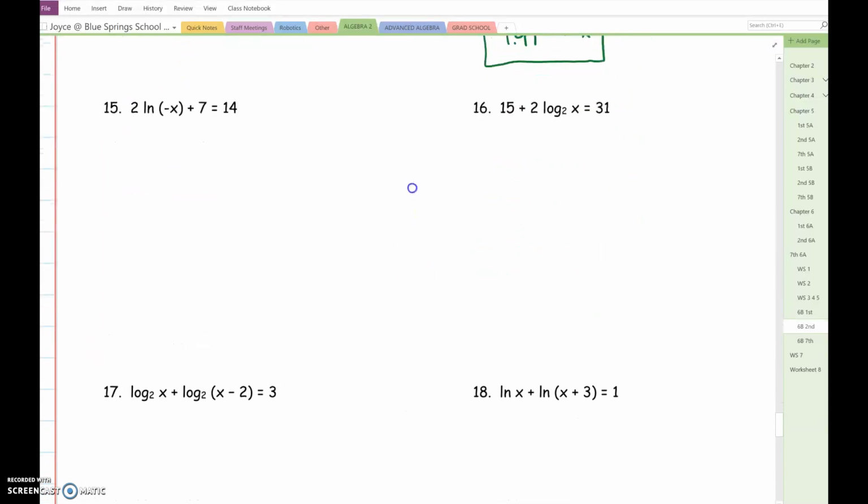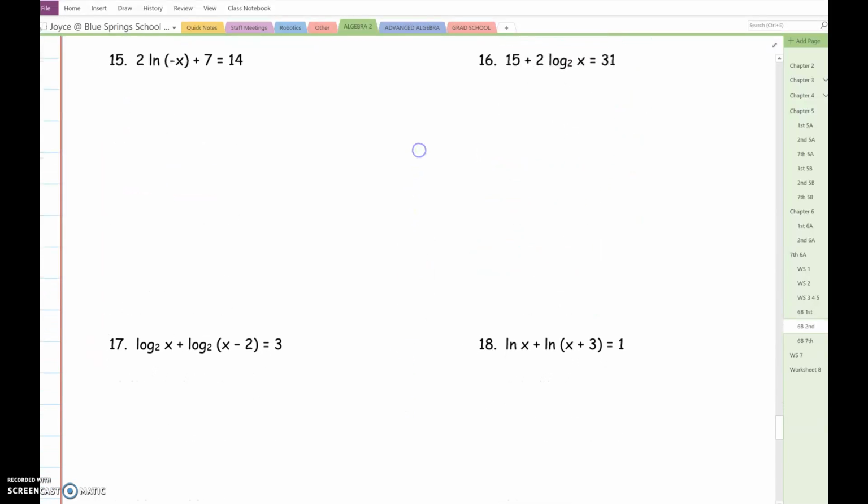In number 15, we need to do a little bit of work before we solve anything. We need to get ln of -x by itself. Anyone want to take a guess what we should do? Subtract 7 and then divide by 2. And I'm going to go ahead and write that as 3.5.